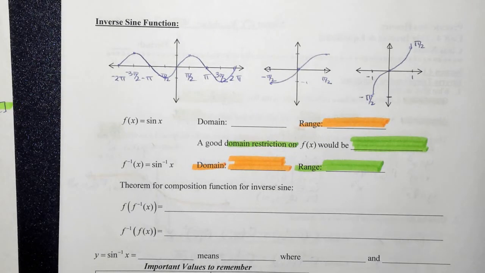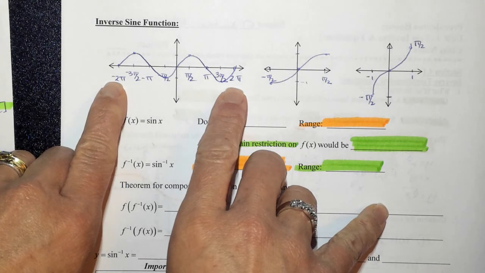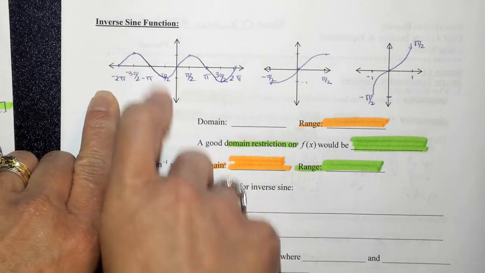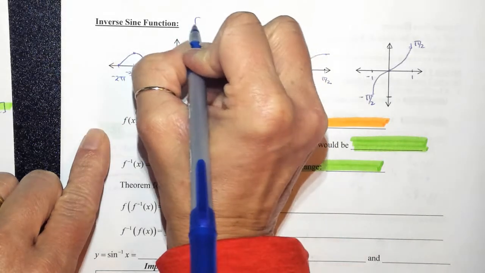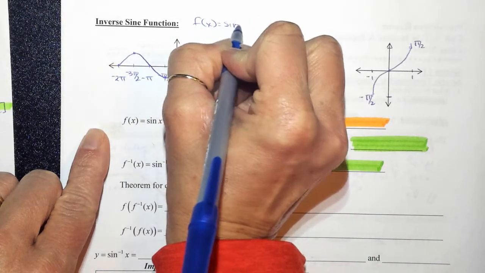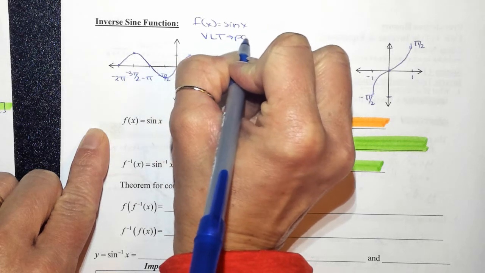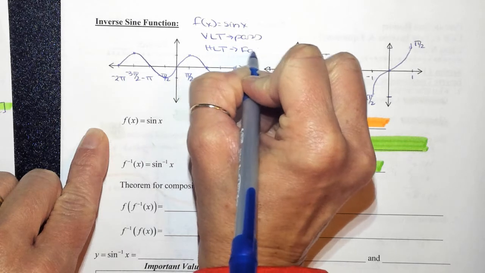Okay, so how do we obtain the inverse sine function? Same idea here. What I did was I graphed from negative 2 pi to 2 pi, and I took a look here, and clearly we passed the vertical line test. This is f of x is equal to the sine of x. You pass the vertical line test, but we do not pass the horizontal line test as is.